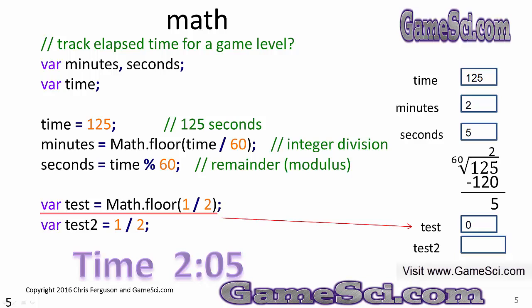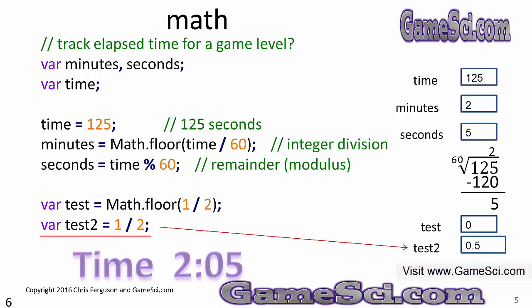What if I leave off the math.floor? What would I get? 1 divided by 2 will produce a floating point number, 0.5. And if I do nothing with that 0.5 and assign it directly to the test2 variable, there it is. The moral of the story is you've got to be careful with your numeric variables. If you want to store integers, watch out for divisions. Make sure you take the floor after doing the divisions. If you're looking for floating point numbers, then go ahead and divide them directly. Don't worry about the math.floor.